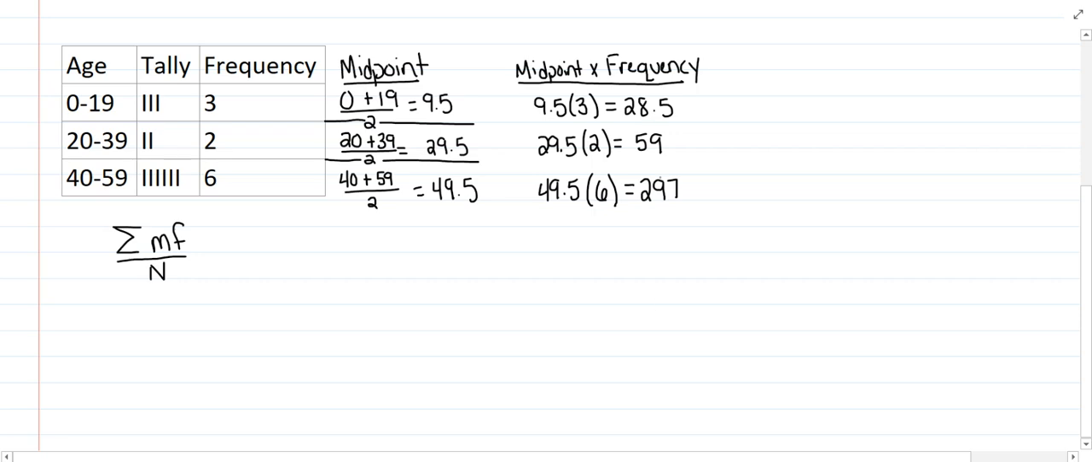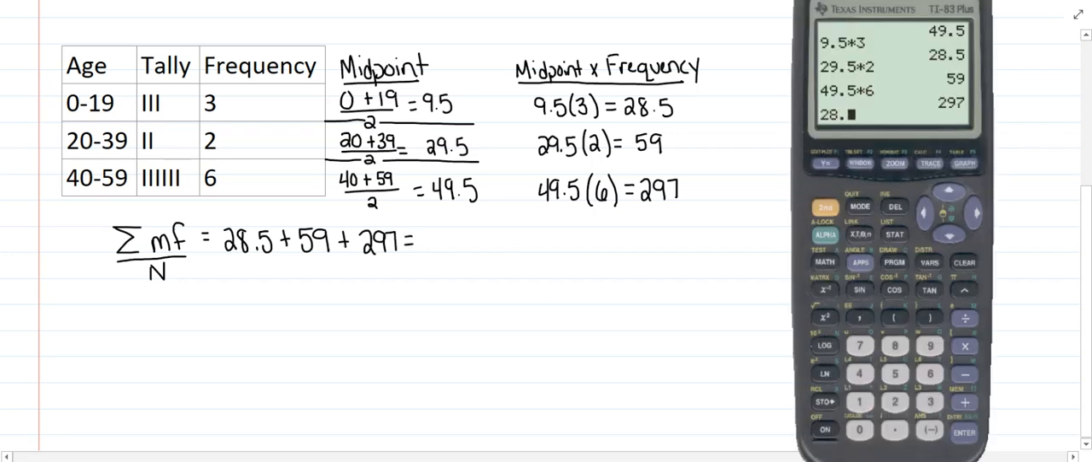Okay, now step 3, I'm going to add this column. So I want the sum of my midpoint times my frequency. So the sum of this column is going to be 28.5 plus 59 plus 297. So let's add those together. That'll give me 384.5.